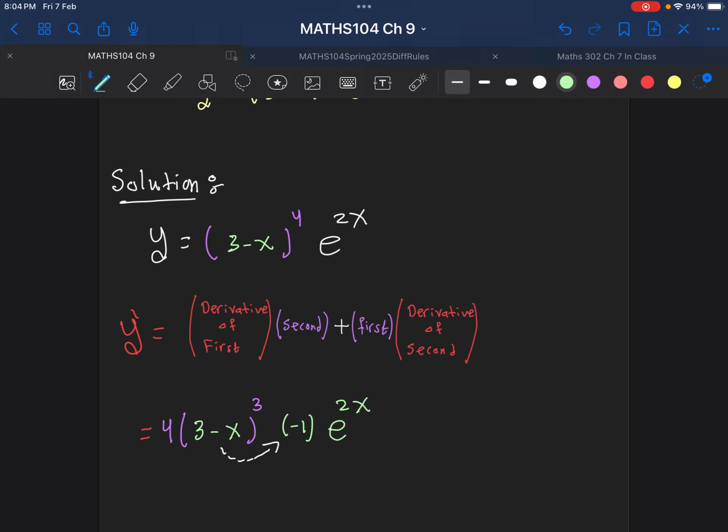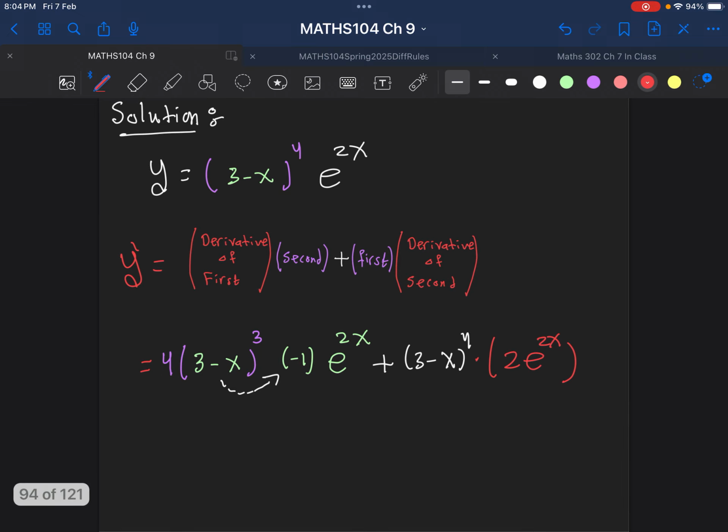We write the first function times the derivative of the second. And what's the derivative of e^2x? It is 2e^2x. And that's exactly how we use the chain rule at the same time with the product rule.